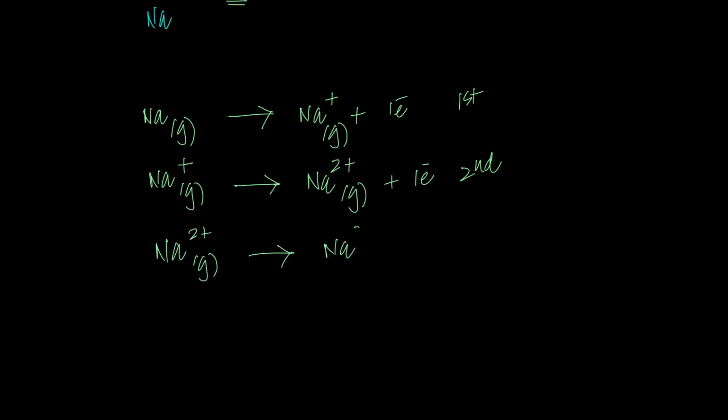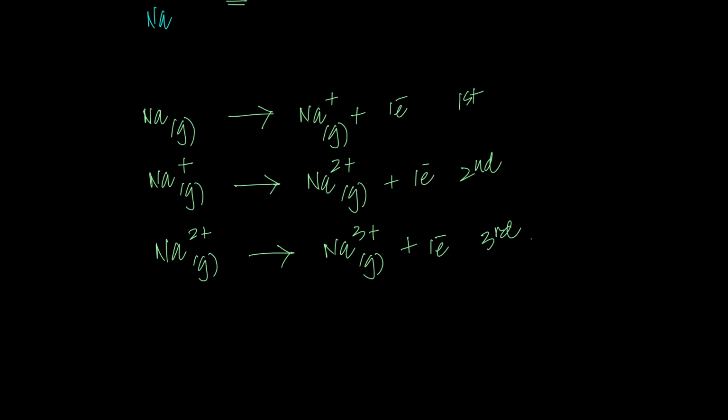So if the examiner were to ask you to define the third ionization energy, which he will never do, but you're my student, so you must be able to deduce it on your own. It's the energy required to remove 1 mole of electrons from a 2 plus gaseous positive ion to give you a 3 plus gaseous positive ion.